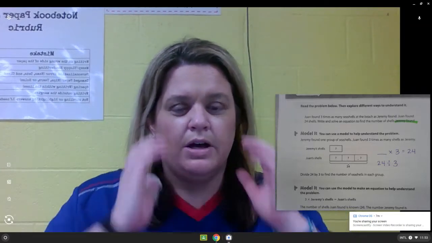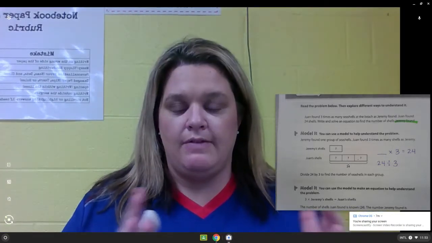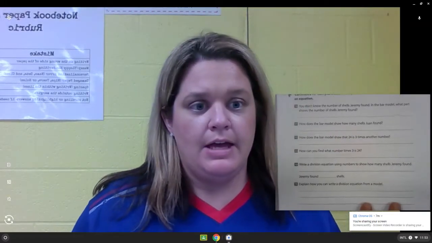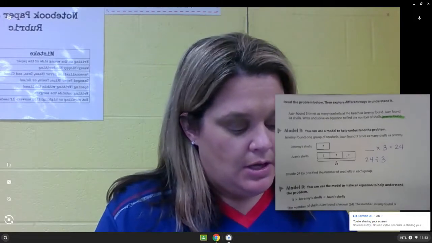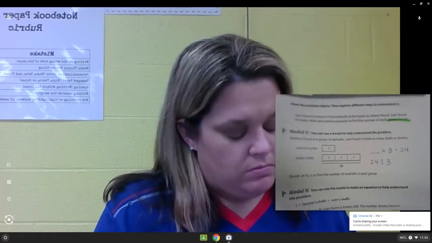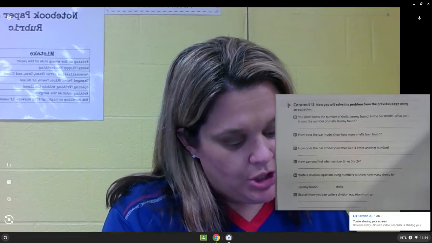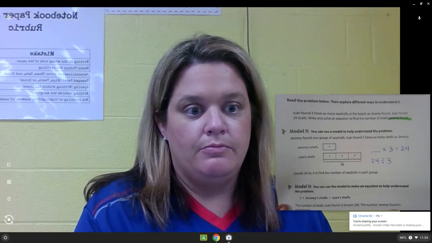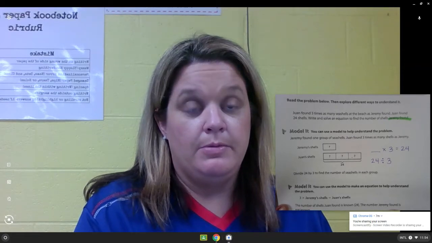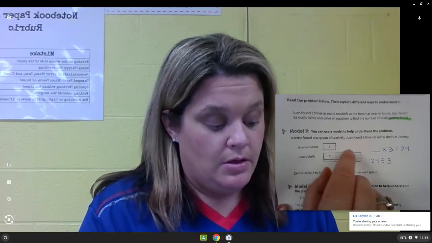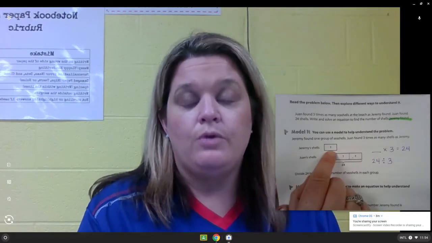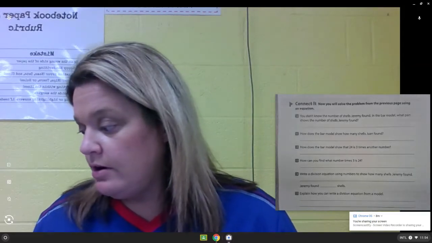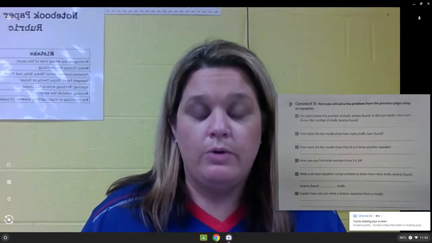Okay, I froze there, so I went back and I should have edited it out. So, what I was saying is, in this bar model, what part shows the number of shells Jeremy found? Remember, Jeremy's are unknown. The question mark inside the box is the unknown, and the amount that Jeremy found is our unknown. So the box with the question mark inside.